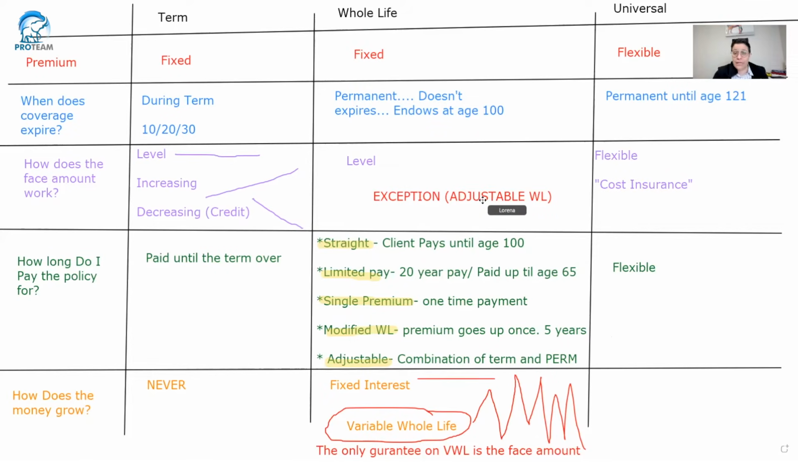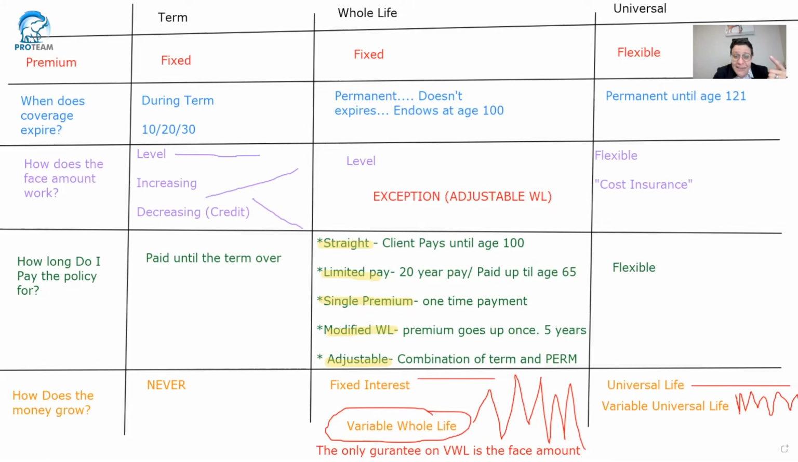Now, in the universal life policy, there are three types. There's the universal life, which is fixed. There is variable universal life, which is what we just went over. It goes up and down with the market.